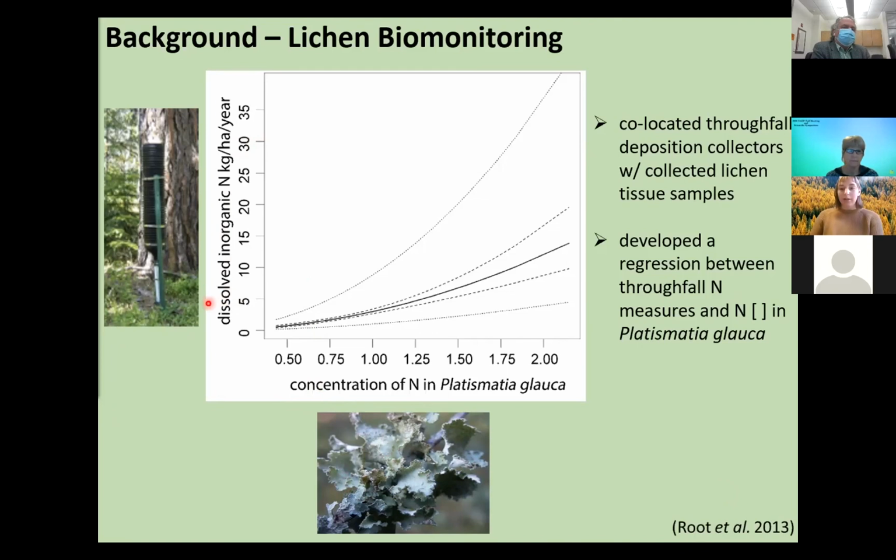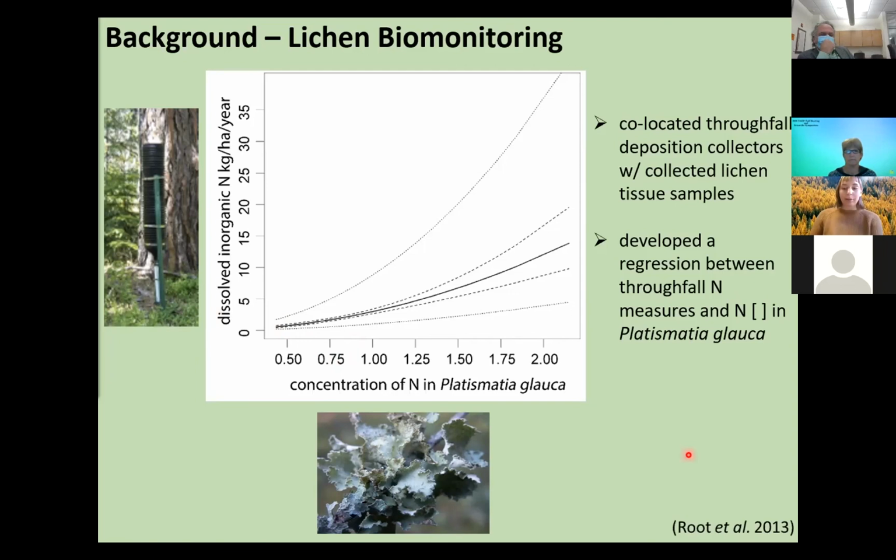And this is showing a regression that they developed, and these dashed lines indicate the confidence intervals and the dotted lines show the prediction intervals. And this regression model effectively estimates throughfall inorganic nitrogen deposition from lichen nitrogen concentration. These nitrogen deposition estimates can then be used to identify areas that are in exceedance of critical loads.